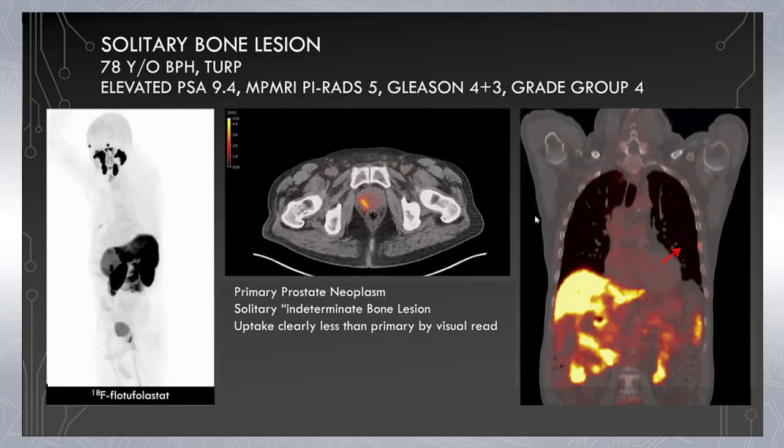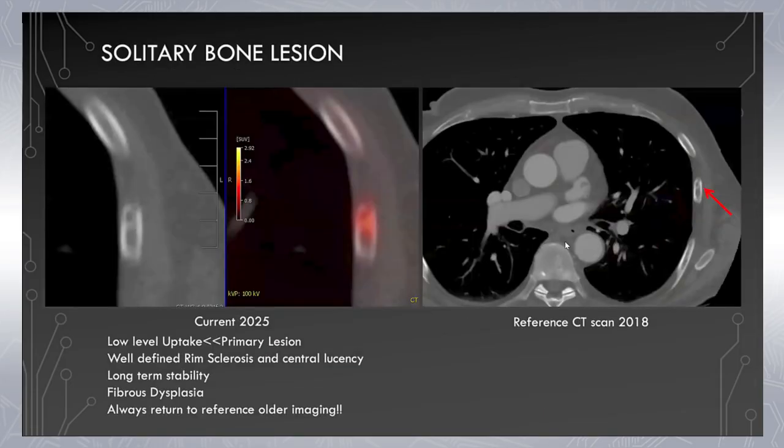Let's look at the coronal fused image, and here we see that same focus of abnormal uptake within a left rib. And this is indeterminate. But let's do a better job of being able to distinguish whether this is monometastatic osseous disease or something else. So looking at the axial images on the CT, we see that same focus of metabolic uptake, that same focus of PSMA uptake within that left-sided rib. And we then correlate that with the axial image.